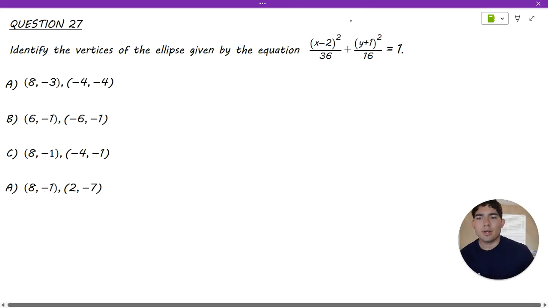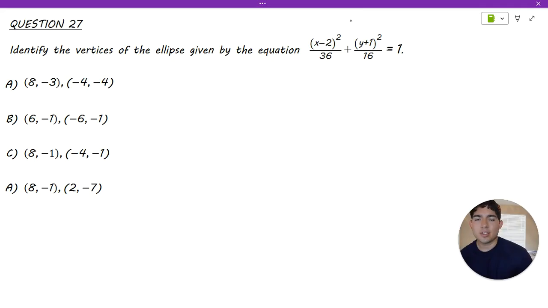to be D. Okay, so moving on to number 27, we now need to find the vertices of an ellipse given this equation. So let me explain what the vertices are.